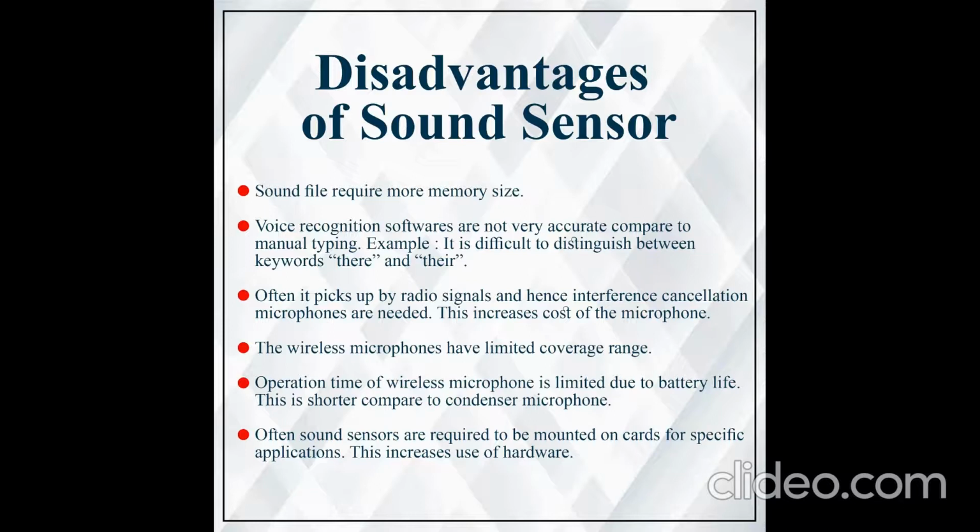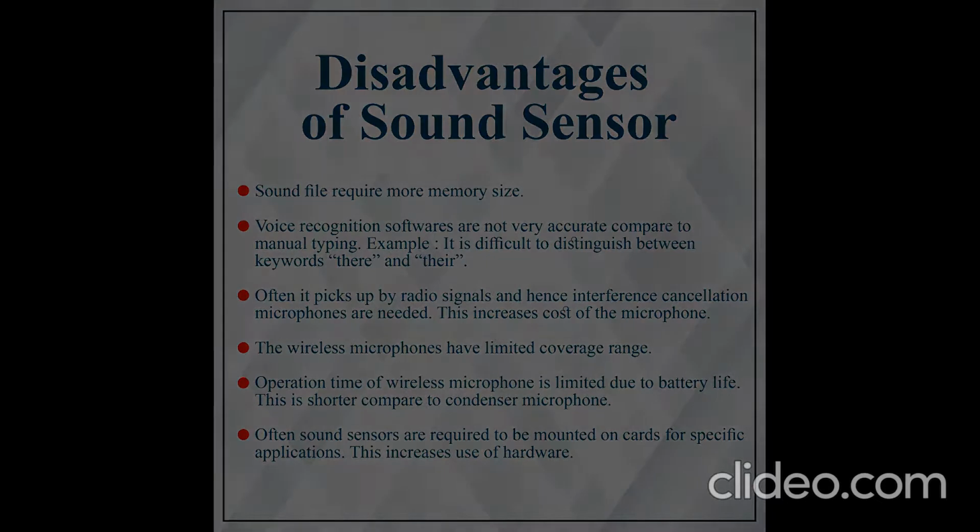This increases the cost of the microphone. Fourth, wireless microphones have a limited coverage range. Fifth, operation time of a wireless microphone is limited due to battery life. This is shorter compared to a condenser microphone. Sixth, often sound sensors are required to be mounted on cars for specific applications. This increases use of hardware. So, these were the advantages and disadvantages of sound sensors.